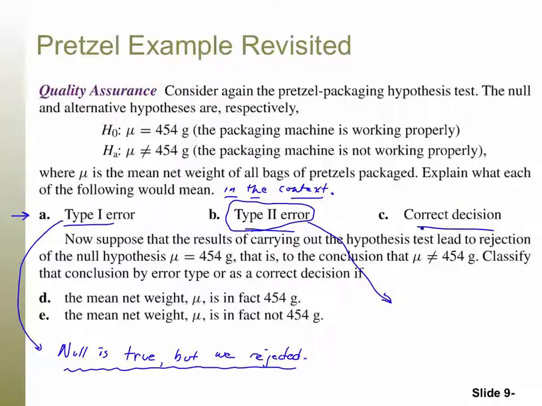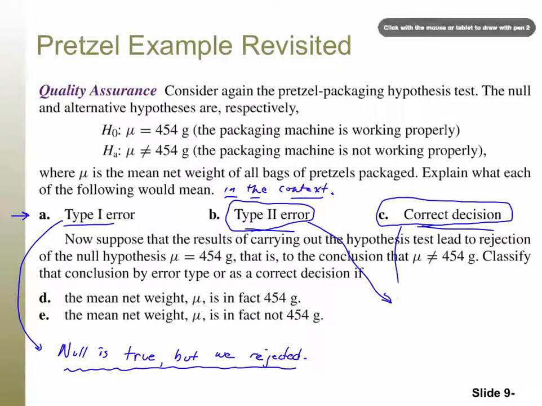Okay, then there's 2 ways to have a correct decision. There's not just one way. Tell me one of them. If all the packages were coming at 454 and we didn't change the machine. And we did not change the machine if it was correct.